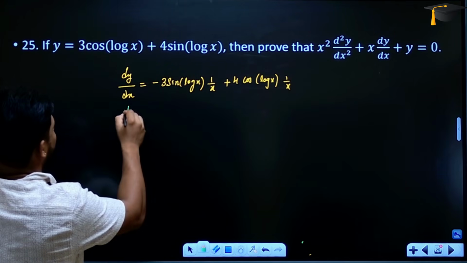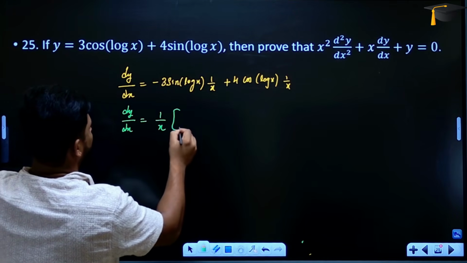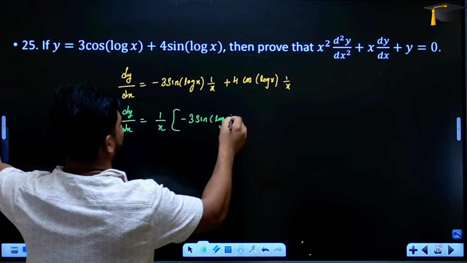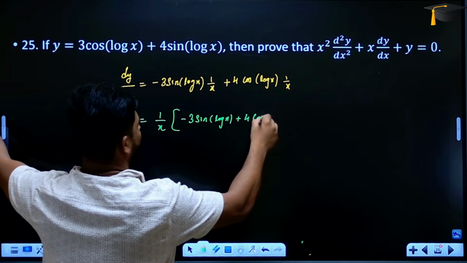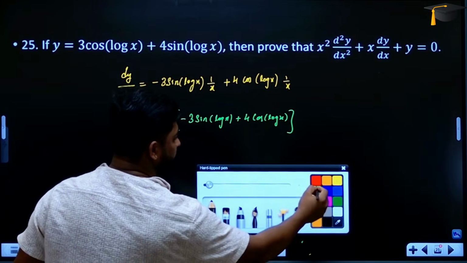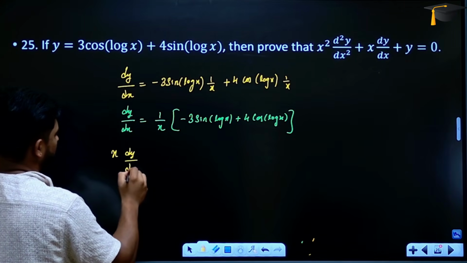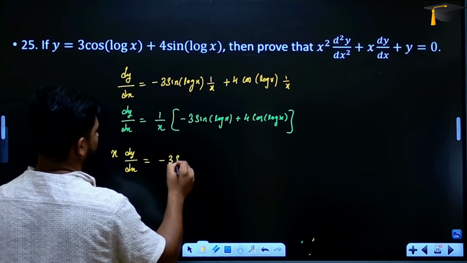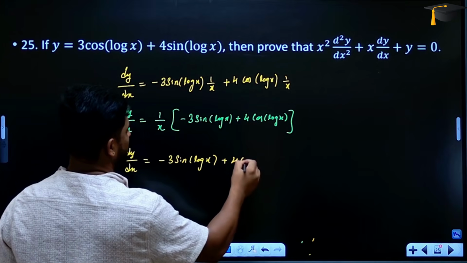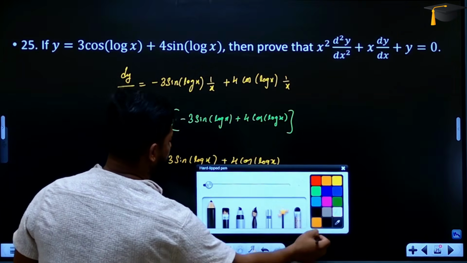Okay. So do that. So dy by dx is equal to 1 by x, if I take common, minus 3 sin of log x plus 4 cos of log x. So multiply back. So now x into dy by dx is equal to minus 3 sin of log x plus 4 cos of log x. So after this, it's very simple.